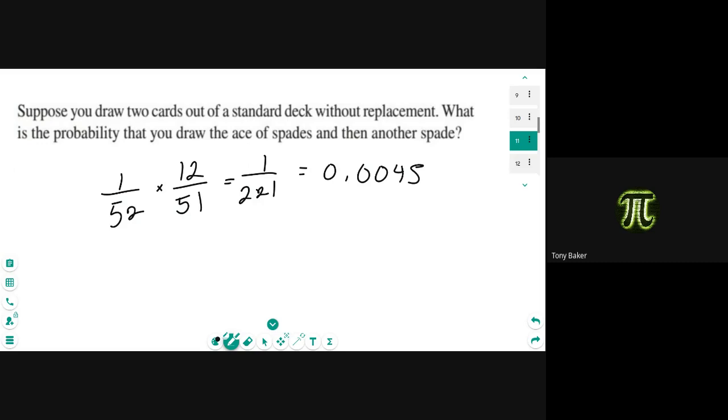I don't know if the iPhone one does it, but if you hit equals on the answer after the Android, it gives me that, and it also gives me the fraction underneath it. So that was kind of nice.